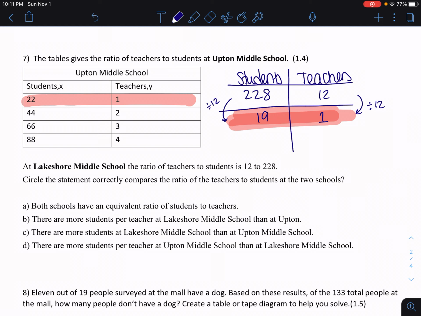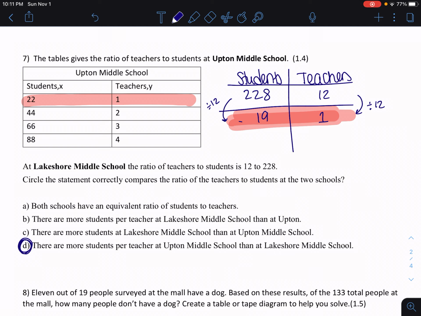So there are more students per teacher at Upton than at Lakeshore. So that's going to make D the correct answer. If they were equivalent, these 2 numbers would be the same, 19 and 22. If there were more students per teacher at Lakeshore, then Lakeshore's number, that 19, would be bigger.